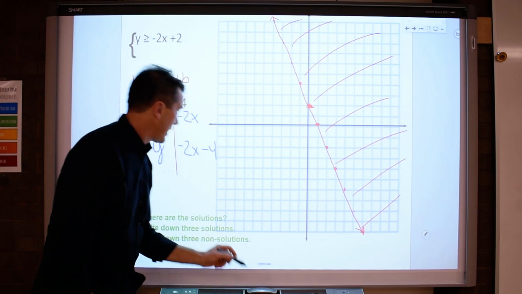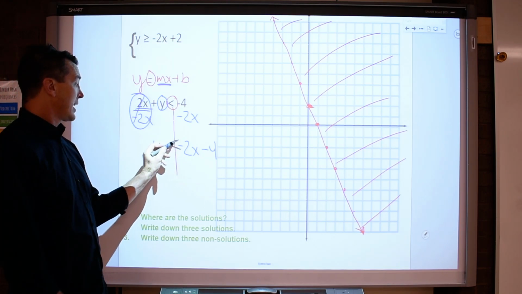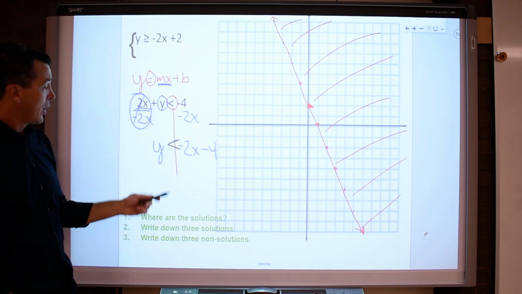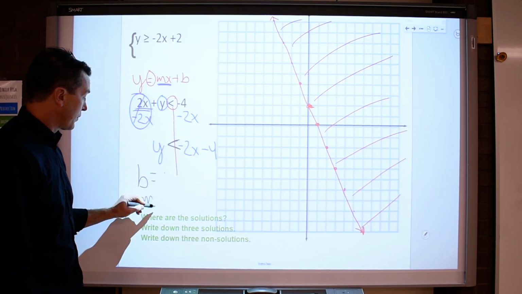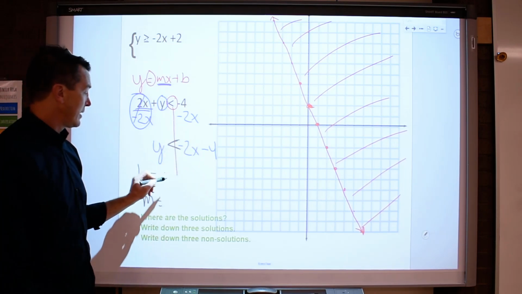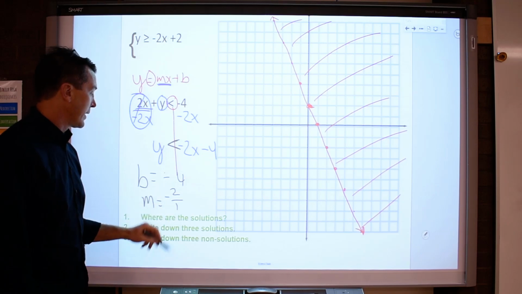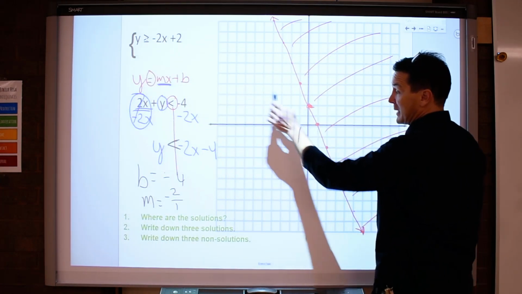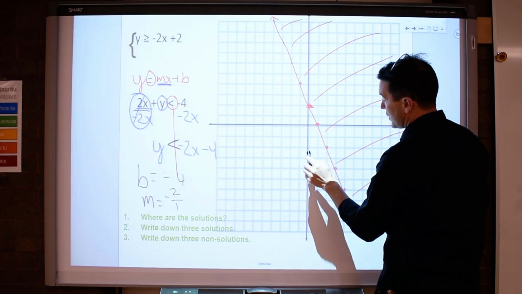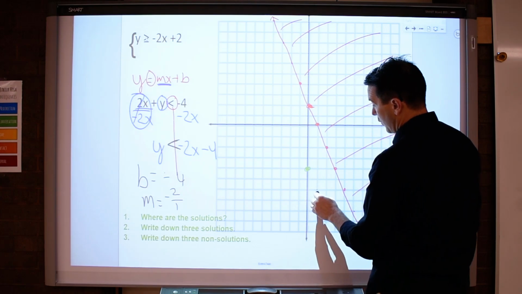And then finally, I look at the sign. Did I multiply or divide by negative? I did not. So the sign stays the same. So now all I got to do is put my begin and my move. I began at negative 4, and my move is negative 2 over 1. So I'm going to graph this in green, and I'll say I'm beginning at negative 4, 1, 2, 3, 4, and I'm moving down 2 over 1.